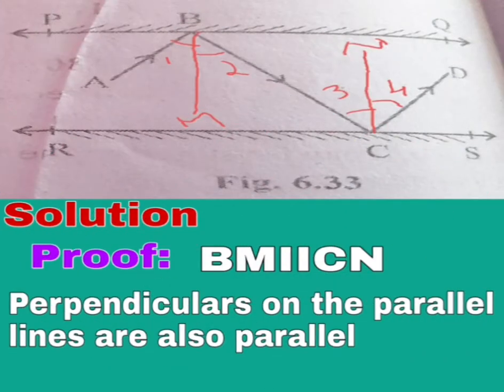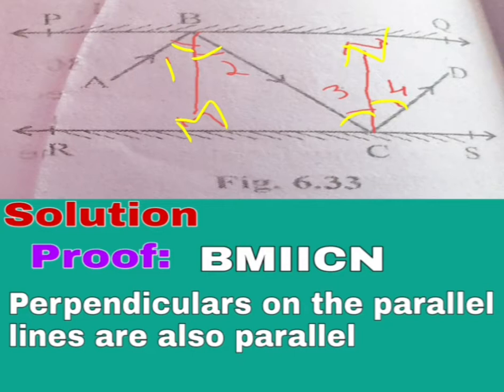Okay, the solution of the question. After construction, with the incident and reflected rays, the perpendiculars form angles like this: angle 1, angle 2, angle 3 and angle 4. This is CN perpendicular and this is BM perpendicular. So BM is parallel to CN.